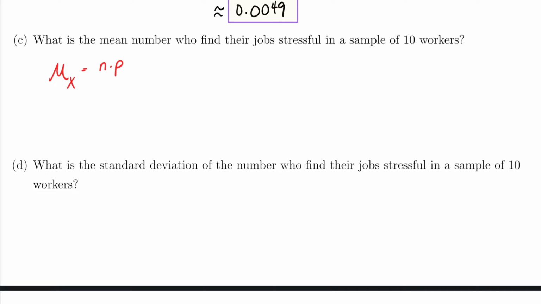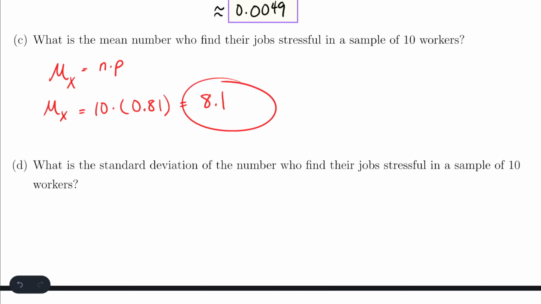And for us, if we look back at the description of the problem, it said 10 workers were chosen. Our number chosen was 10, so this is specifically 10. The probability that any trial would be successful is 0.81. Multiplying that together, we get a mean of 8.1 workers who would say their job was stressful, sometimes or always.